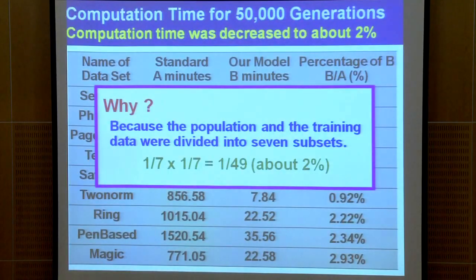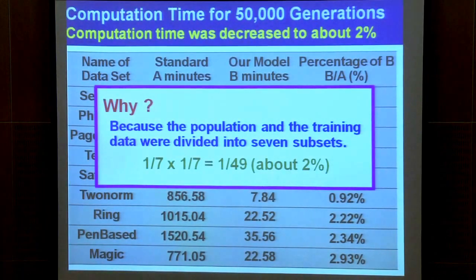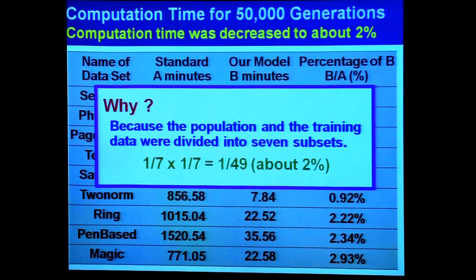Why? It's easy. The answer is easy because the population and the training data were divided into 7 subsets. So the computation load was decreased to about 2%. As a result, actual computation time was also decreased to about 2%.